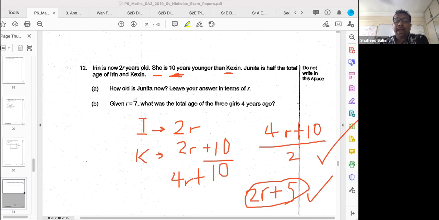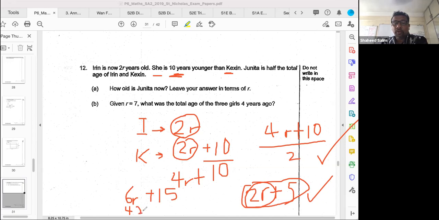And then find the total age of the 3 girls. Okay, so we add 3 girls, what's the total age? 2R plus 2R plus 2R, 6R. Plus 10 plus 5, 15. Okay, now I take R times 6. R is 7. 7 times 6, 42. 42 plus 15, 57.